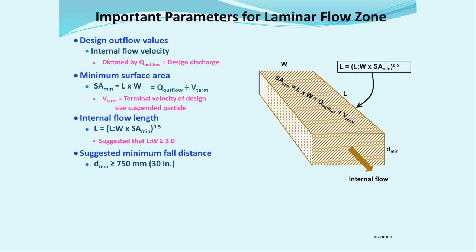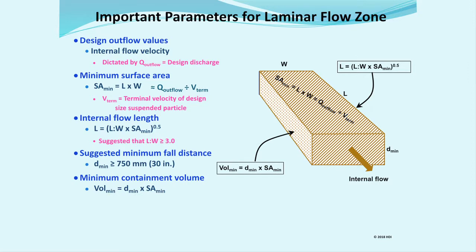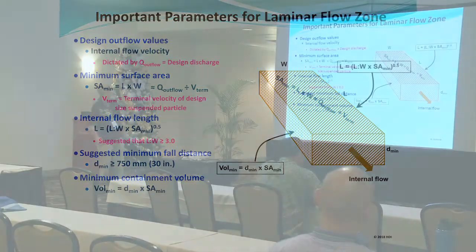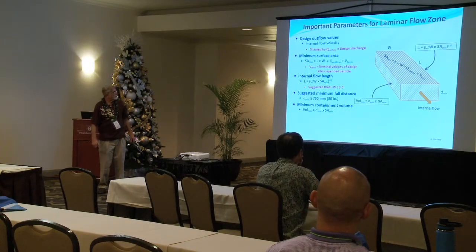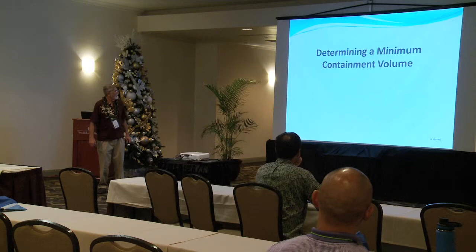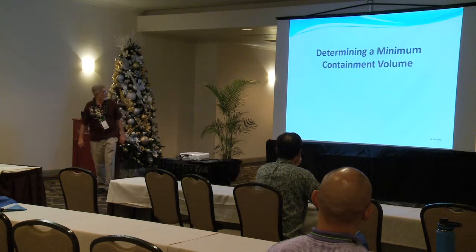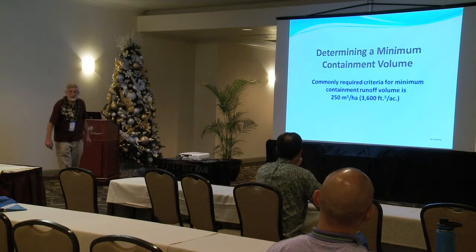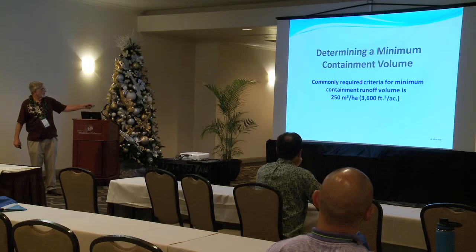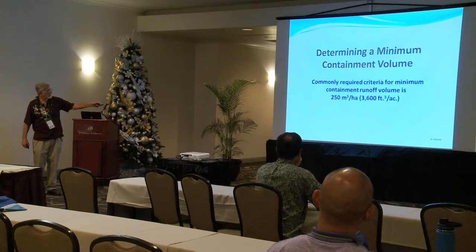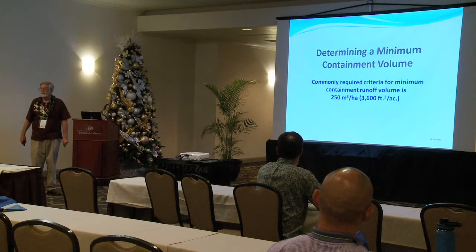All right. These are just a whole series of equations that work here. This is the one I want to concentrate on. Minimum containment volume. This is that little chunk in the middle that we're trying to find. What is it? Well, determining a minimum containment volume, this is what EPA says. This is what Hawaii has, 3,600 cubic feet per acre.